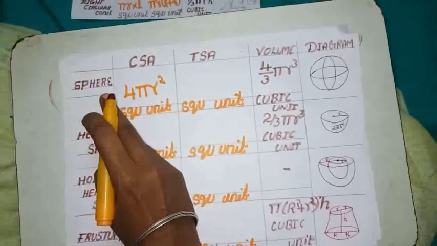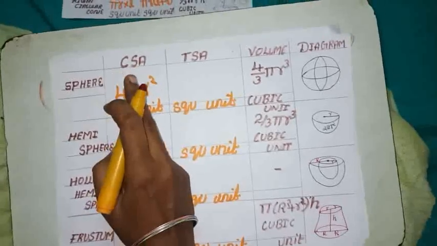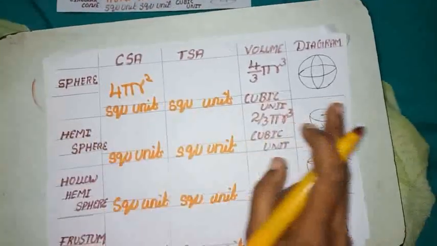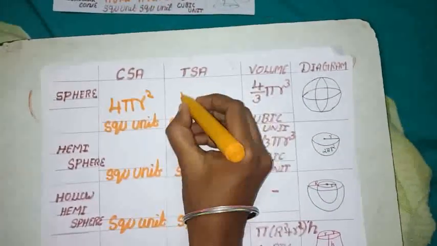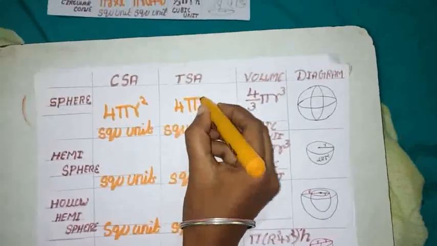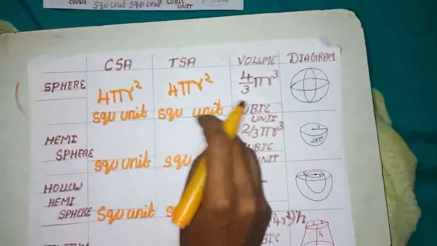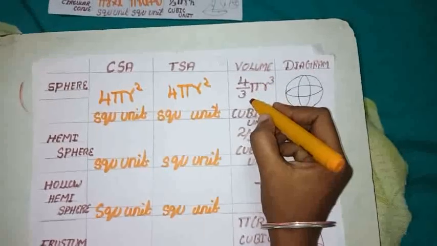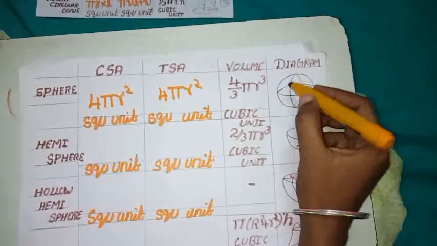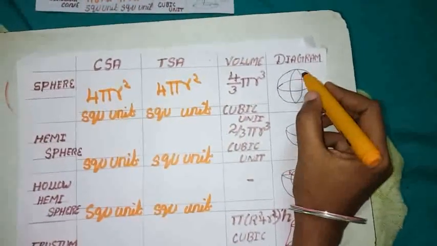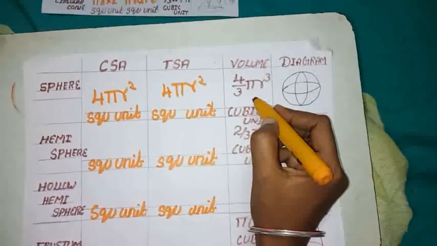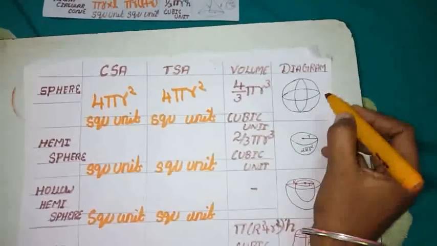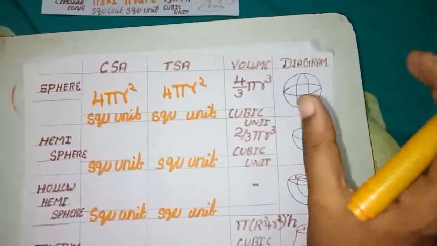Sphere is a special shape because the curved surface area and total surface area are both the same for the sphere: 4 pi r square. The unit is square unit. The volume of the sphere is 4/3 part, and the formula is 4/3 pi r cube. Why am I writing pi r cube? Because this is a 3-dimension shape.